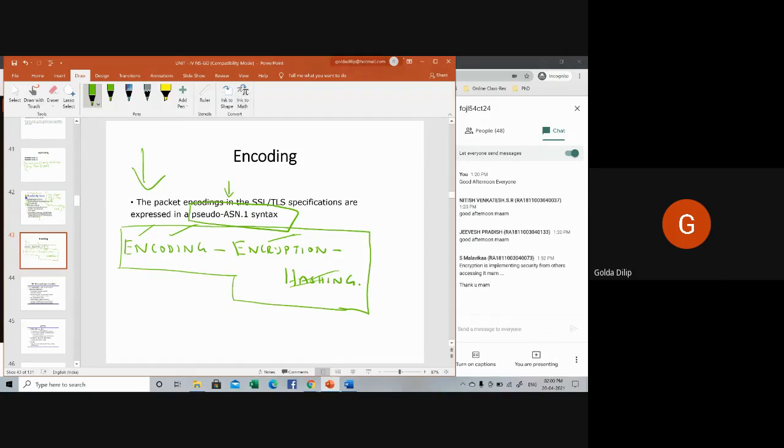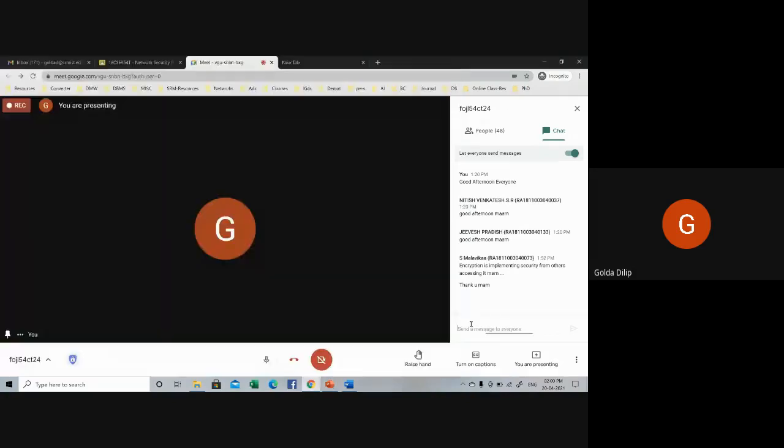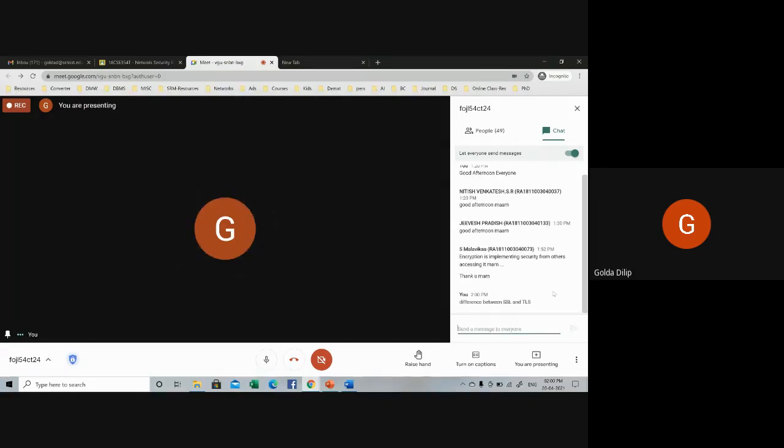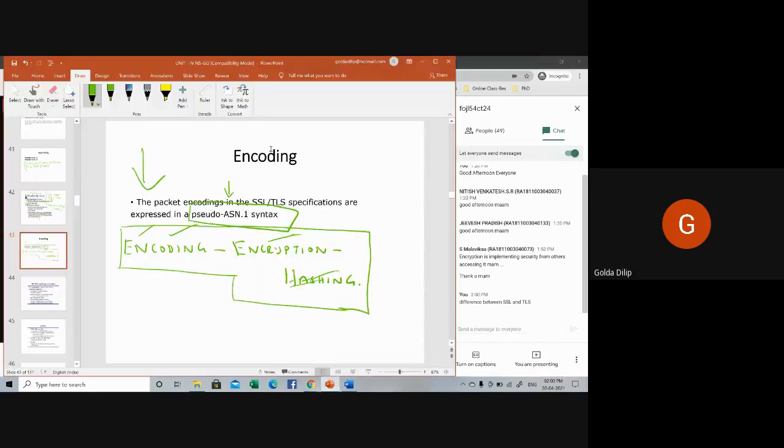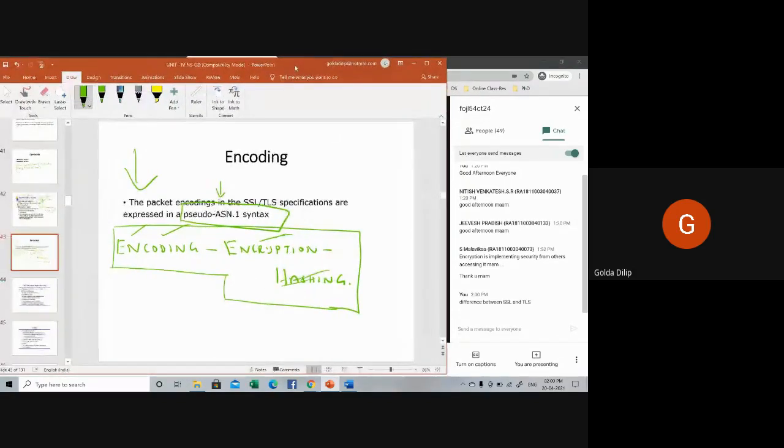I want you to do a small exercise. In the sense, I want you to find out the difference between SSL and TLS. I said that SSL and TLS come as a family and SSL is a predecessor of TLS. So find out the difference between SSL and TLS. I want you to find this out, not at a later point of time, right now, by the time I'm taking attendance.